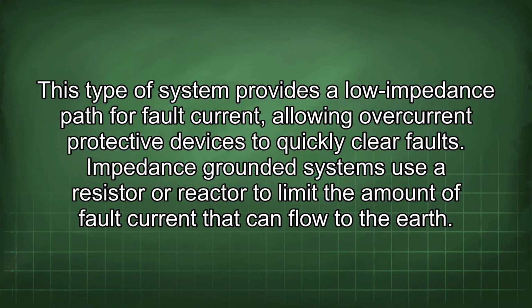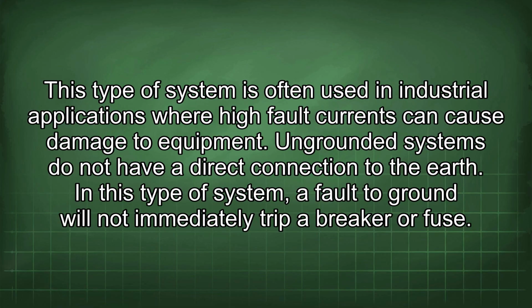Impedance grounded systems use a resistor or reactor to limit the amount of fault current that can flow to the earth. This type of system is often used in industrial applications where high fault currents can cause damage to equipment.